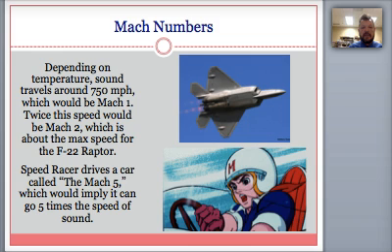Mach numbers. Depending on temperature, sound travels around 750 miles per hour, which would be Mach 1. This is the speed of sound. Twice this speed would be Mach 2, which is about the maximum speed of an F-22 Raptor. Speed Racer drives a car called Mach 5. That would imply that it goes 5 times faster than the speed of sound.